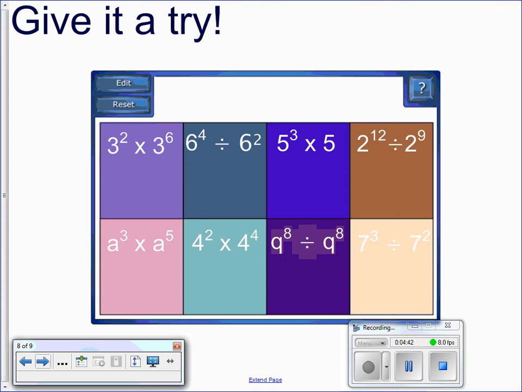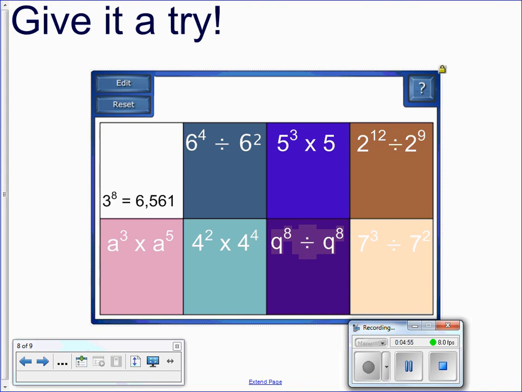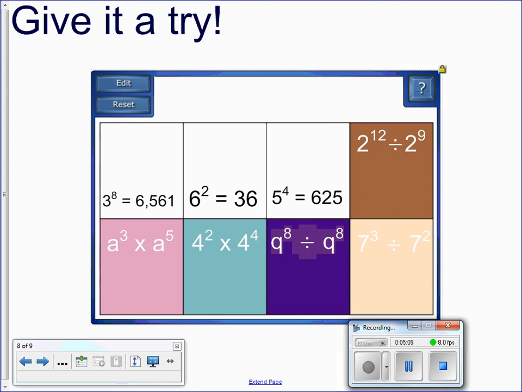So let's try a couple of these. Three squared times 3 to the 6th. When you multiply, you add, so that would be 3 to the 8th, which is 6,561. 6 to the 4th divided by 6 squared. When you divide, you subtract. That would be 6 squared. 5 to the 3rd times 5 to the 1st. When you multiply, you add. 5 to the 4th. 2 to the 12th divided by 2 to the 9th. When you divide, you subtract. 2 to the 3rd. 8 to the 3rd times 8 to the 5th. When you multiply, you add.